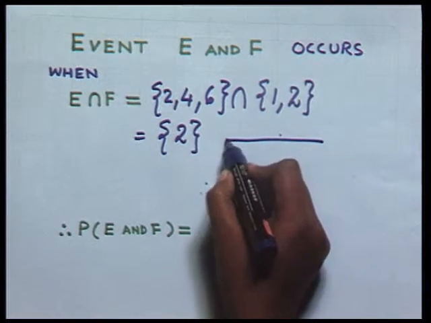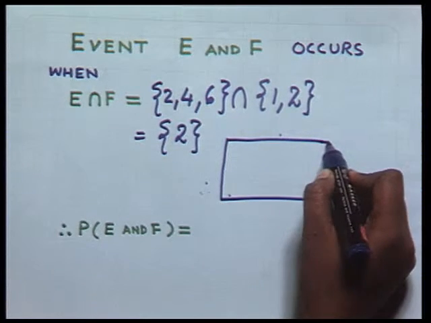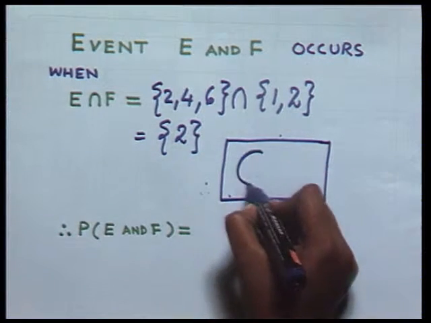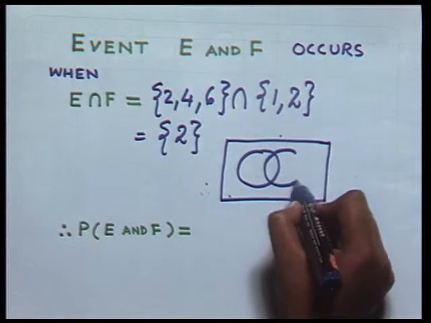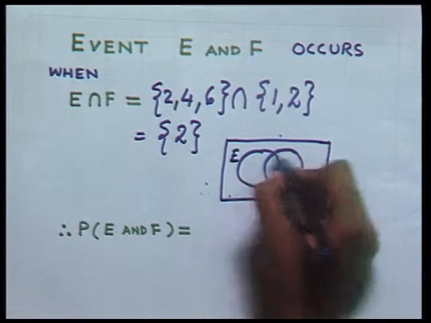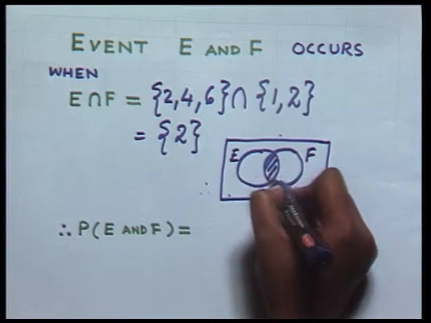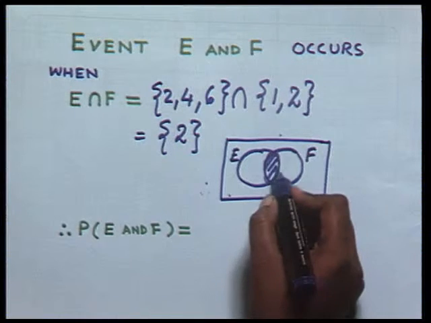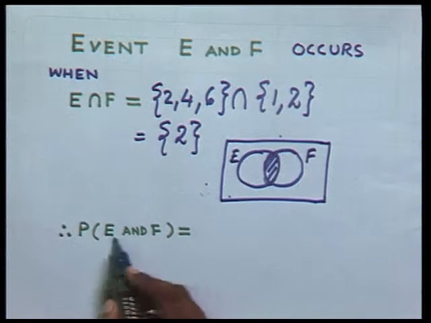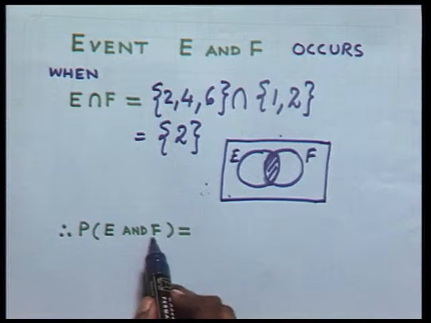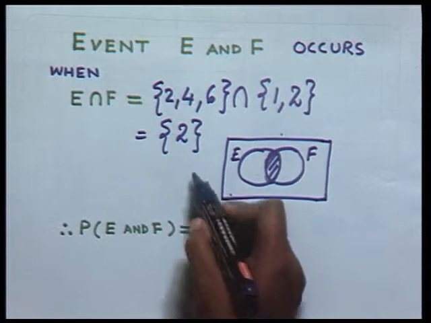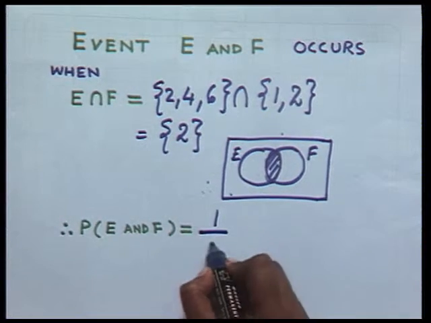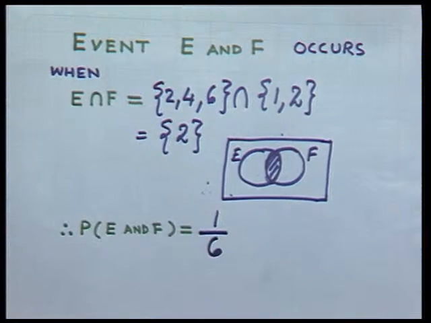By Venn diagram, we can show this event E intersection F as, if this is the sample space S, this is set E and this is set F. This portion defines the event E intersection F, which has the element 2. Therefore, probability of the event E and F is equal to the number of favorable outcomes for this event E intersection F, which is 1 upon the total number of outcomes in the sample space, which is equal to 6.